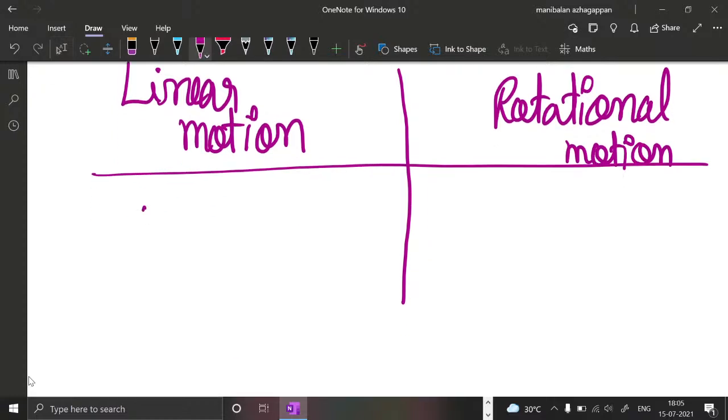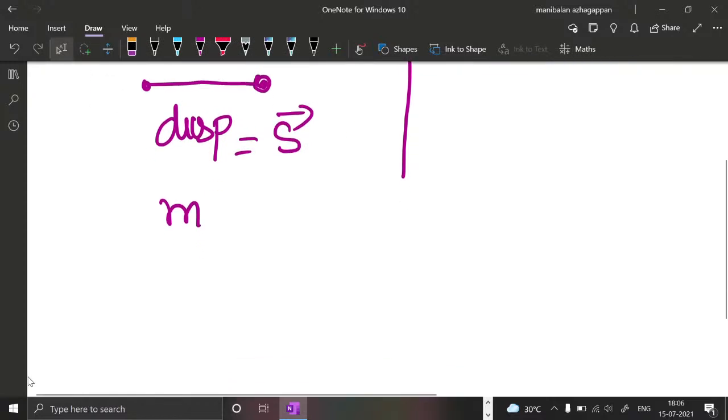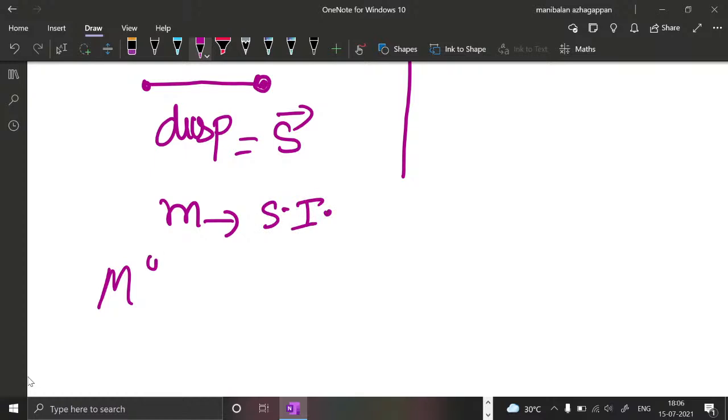In linear motion, the object is moved from one point to another point. We take it as the displacement, otherwise distance. The unit of displacement we take as the meter. It is an SI unit. Always you should follow the MKS system, meter kilogram second. Dimensional formula: M power 0, L power 1, T power 0.